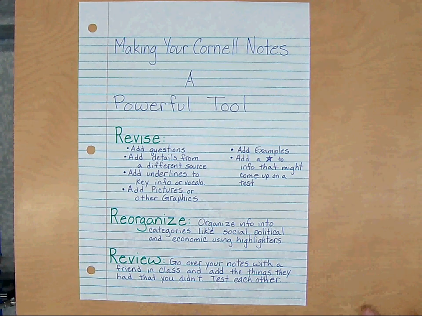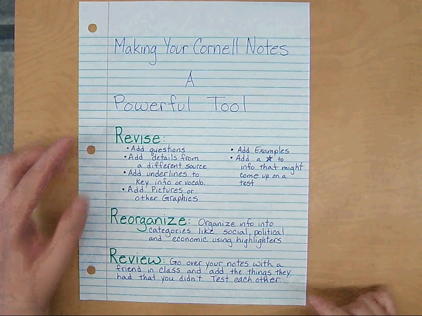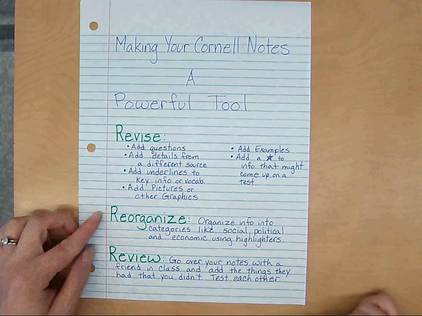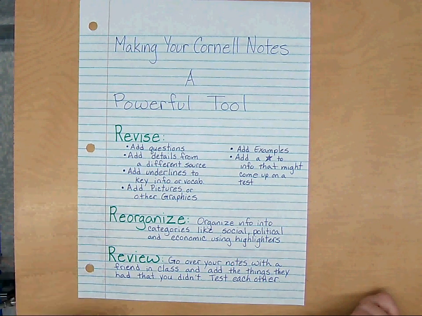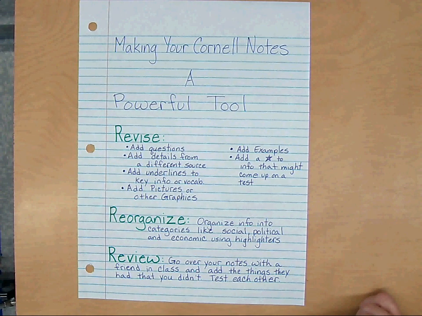There are a couple of steps to doing this. First, you need to revise your Cornell notes. Second, you need to reorganize your Cornell notes. And finally, last, you need to review your Cornell notes. If you take all of these steps, you'll find that the information in your notes goes into your brain more completely, and that you are better at retrieving that information when you need it, and so you're often better at taking tests or completing tasks that cover that information.